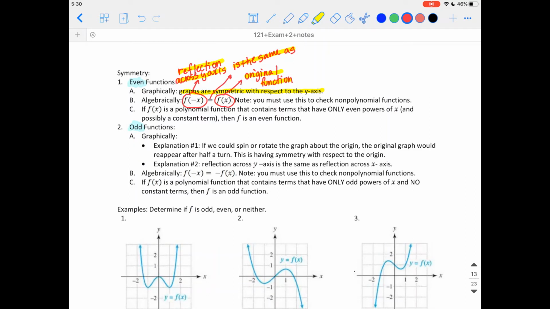Now part C says, if f of x is a polynomial that contains terms that have only even powers of x, and you can have a constant term, then f is an even function. This is pretty neat for those of us that have excellent memory. If you are given an equation and all you see are even powers of x and a constant, without graphing it, it'd be nice for us to know, oh, it's even. All right, so now let's talk about odd functions.